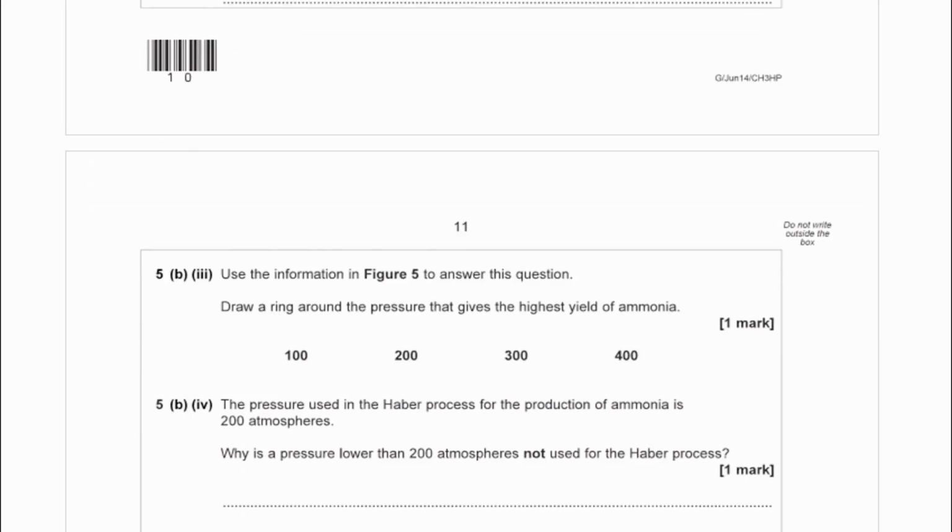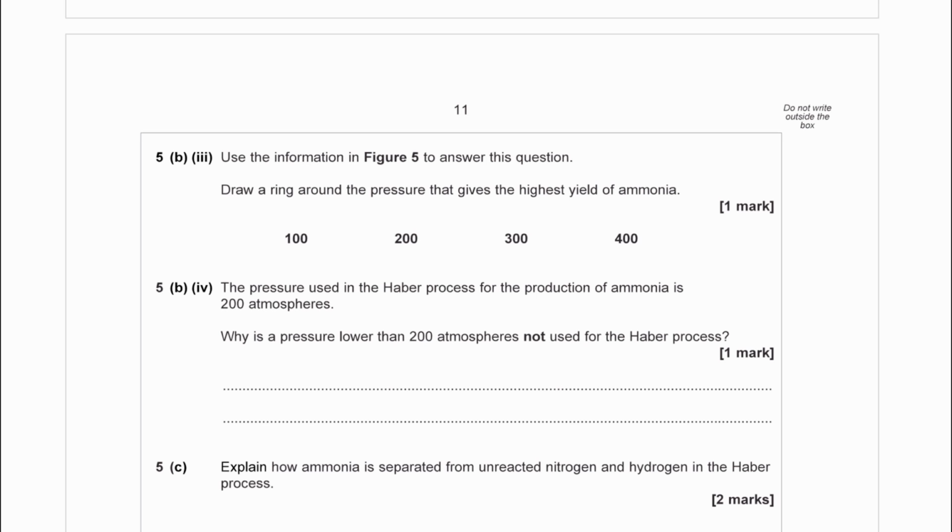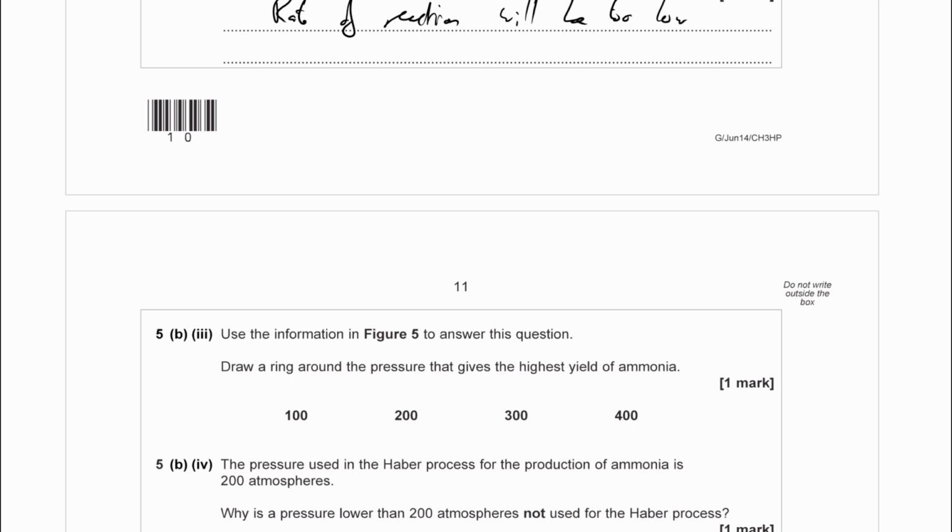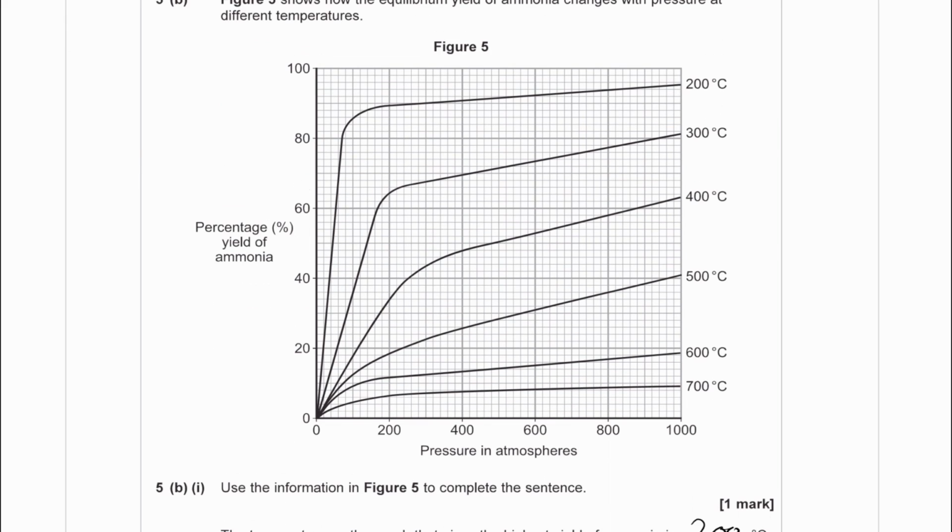Let's carry on. I've got part 3 here. Use the information in figure 5 to answer this question. Draw a ring around the pressure that gives the highest yield of ammonia. So let's quickly look back at the graph. Here we go. Now we're looking at the pressures, and we had pressures of 100, 200, and 400 for our pressure.